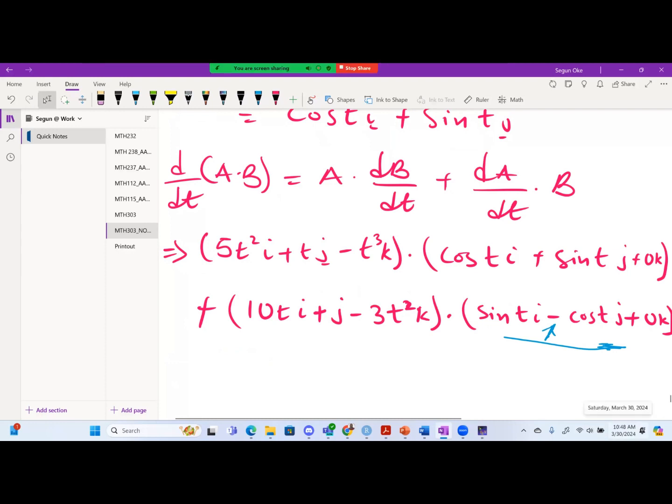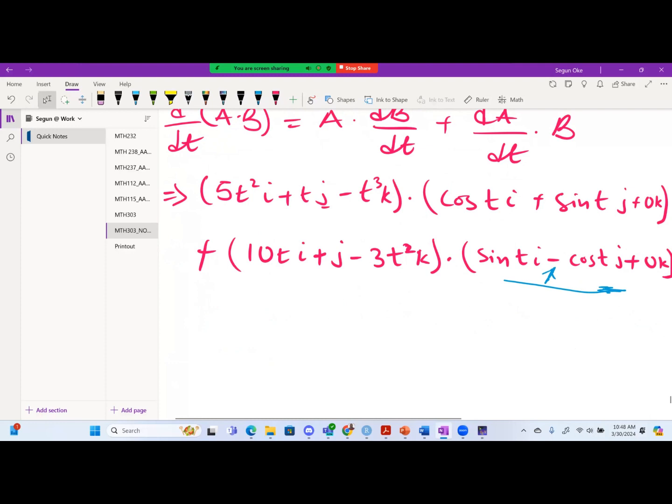You're welcome. So all you need to do now is dot with dots. That is dot with components. The first one will be what? Five t squared dot cos t. Do you agree with me? Then j to j will be plus t sine t. Then there's nothing there, which is 0.